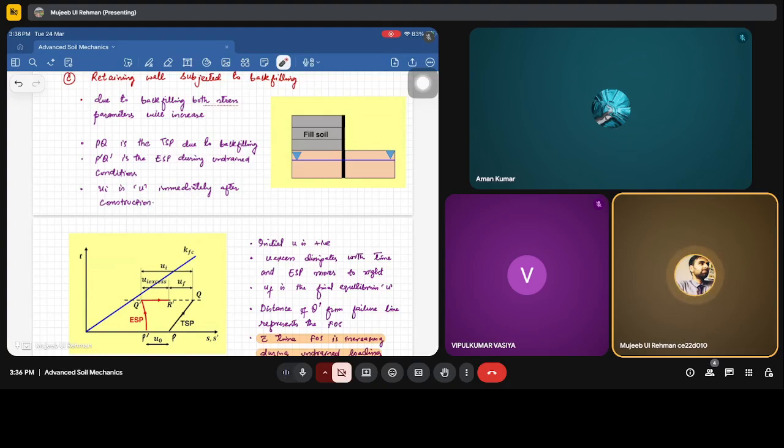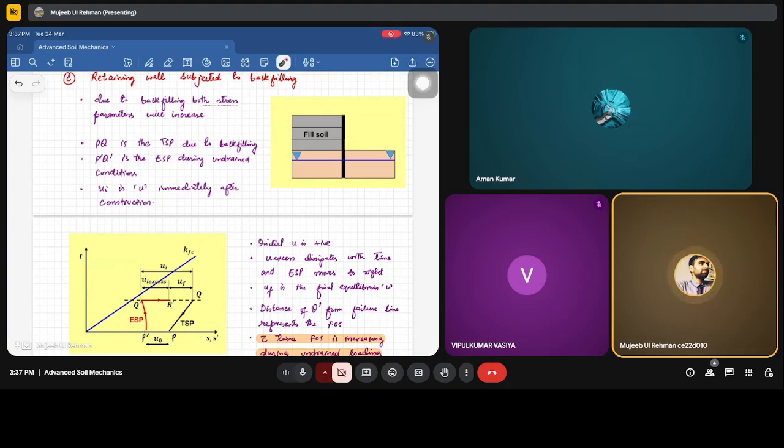Now P dash Q dash is the ESP during undrained conditions. Again, due to the generation of positive pore water pressure immediately after this construction, there will be generation of U, which will reduce the effective stresses. That's why our ESP will move towards the left. Now after Q dash, we are stopping this backfilling. We let the soil readjust to this loading phase. Now what will happen is U excess will start to dissipate. When it starts to dissipate, the effective stress will again start to gain. Our P dash will start to increase. It will reach the R state.